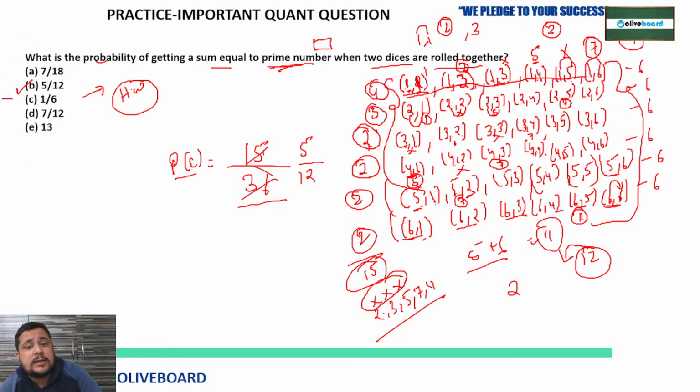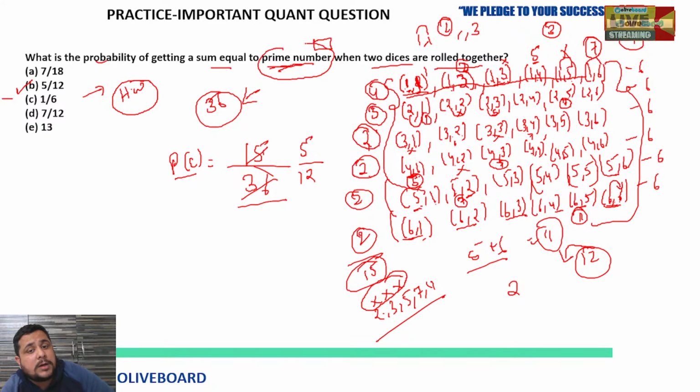They were asking: two dice are rolled together. So how many such cases will there be? If two dice are rolled together, then there will be 36 outcomes. That you have to remember. Total possible. Now we have to get what?